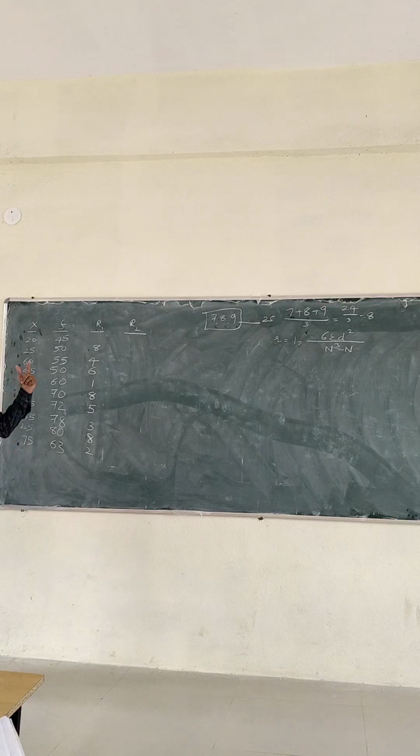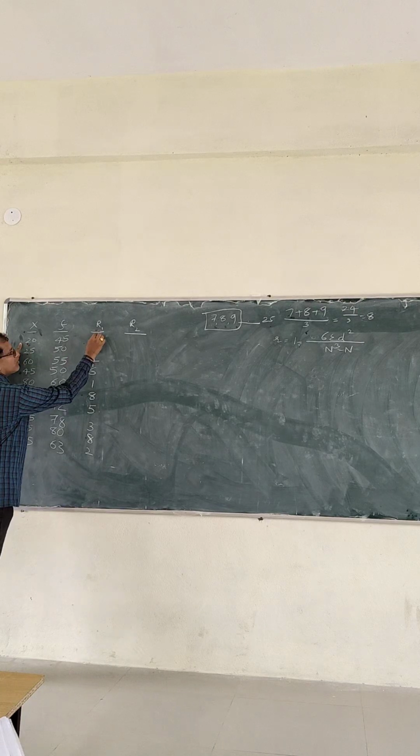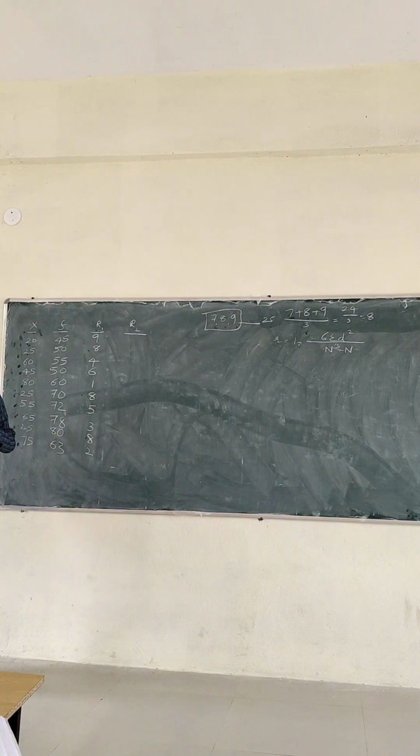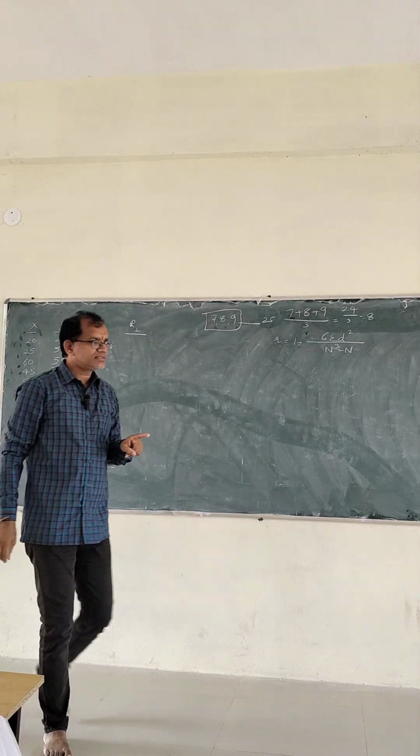So what is the next rank? 6, 7, 8, 3 are over. The next number is 20, and for this you are going to allot the 9th rank. Will you understand? Yes, sir.